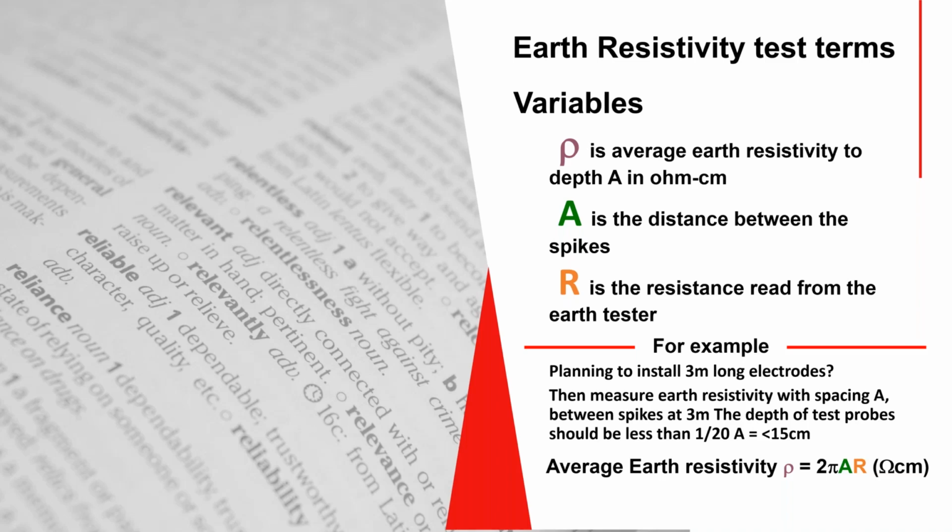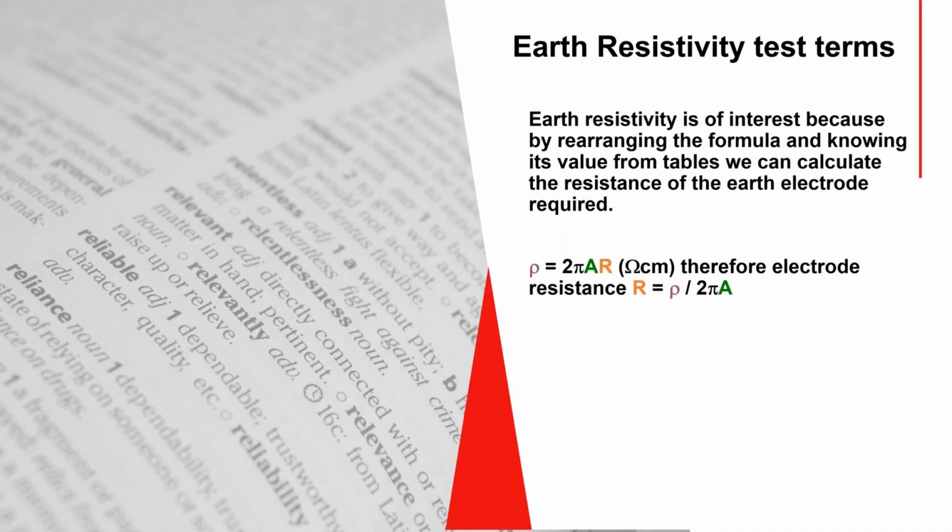Okay, next. And you can also work backwards from the Wenner method and get a number for R, meaning the resistance that you want to have for the grounding electrode that you're installing. You can work backwards and you can get a number.